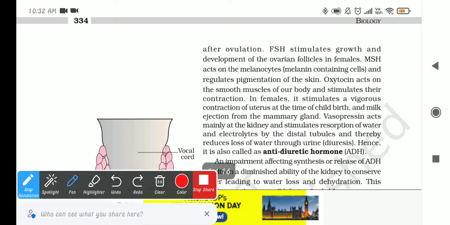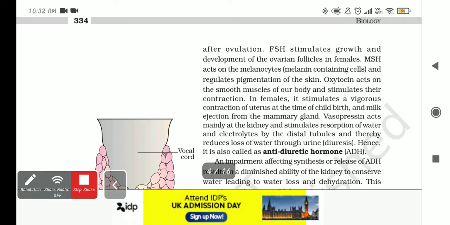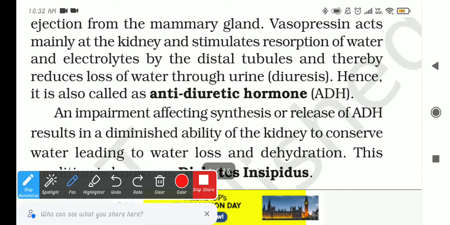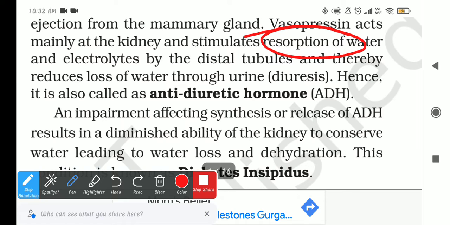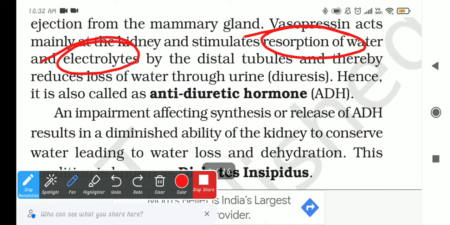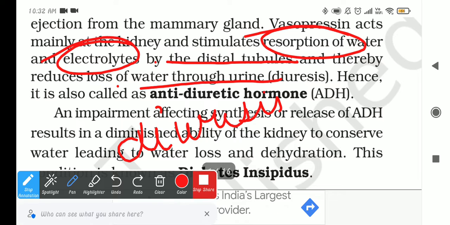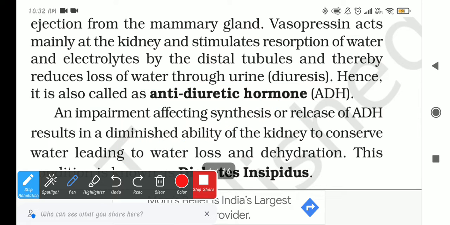Next, we have vasopressin. Vasopressin acts mainly on our kidneys, and its function is to stimulate the reabsorption of water and electrolytes by the distal tubules, and thereby reduce the loss of water through urine. This is called antidiuresis, and hence it is also called antidiuretic hormone, because it works on the reabsorption of water and electrolytes.